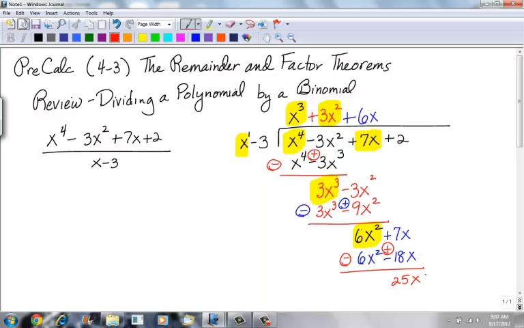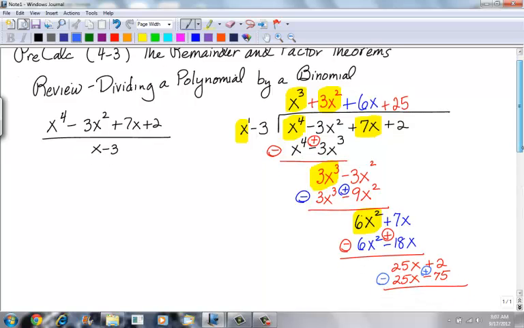Then you've got to bring down the next term, bring down the plus 2. You look just at the first term, what do I need in my answer? Plus 25. And then 25 times x would be 25x. And 25 times a negative 3 would be a negative 75. And then subtract. Change the signs on the bottom row.